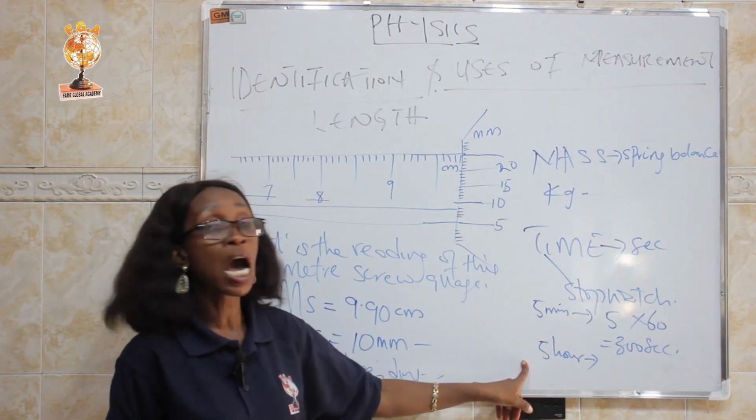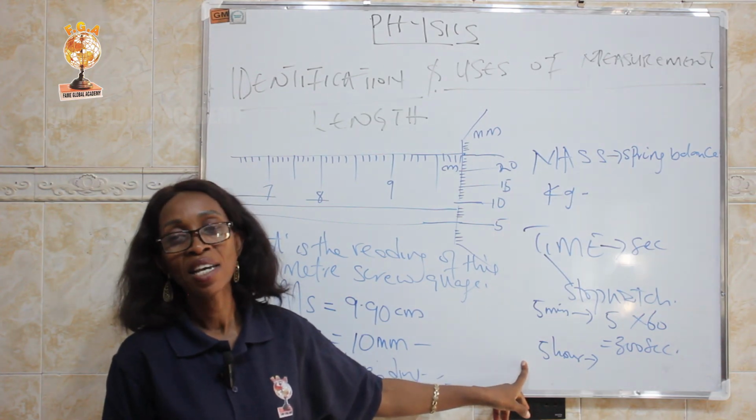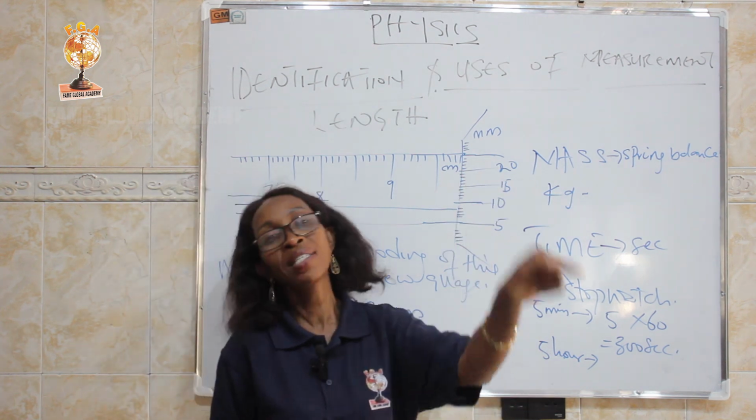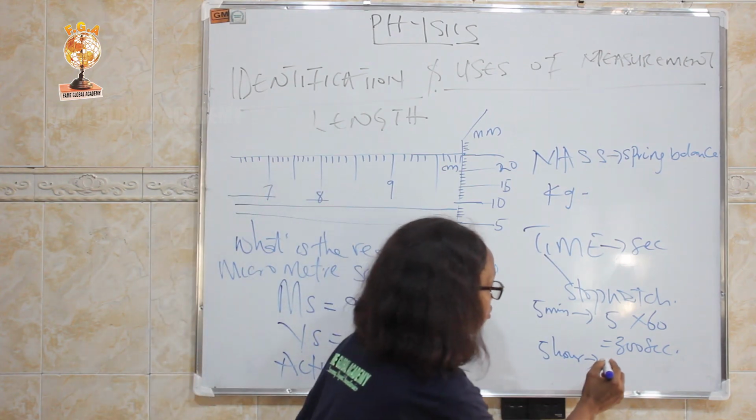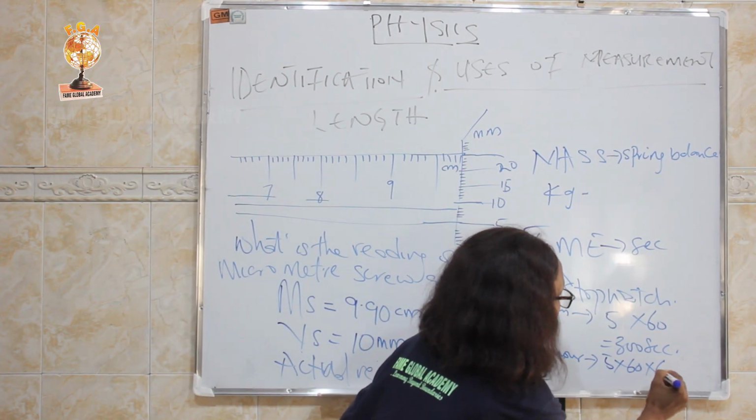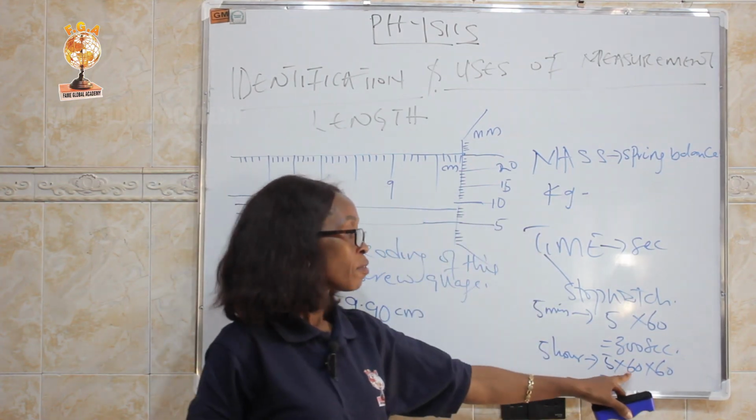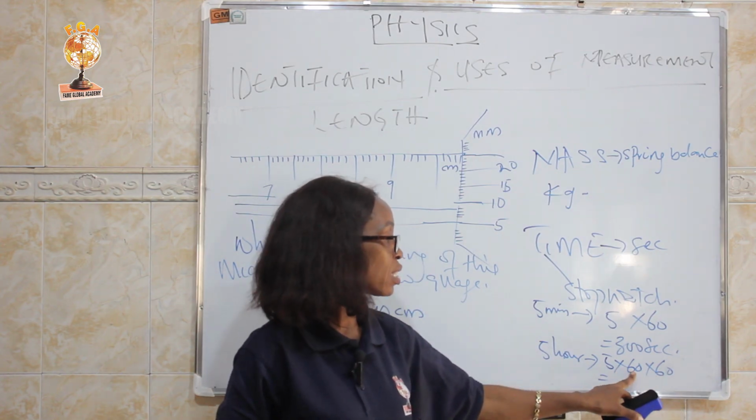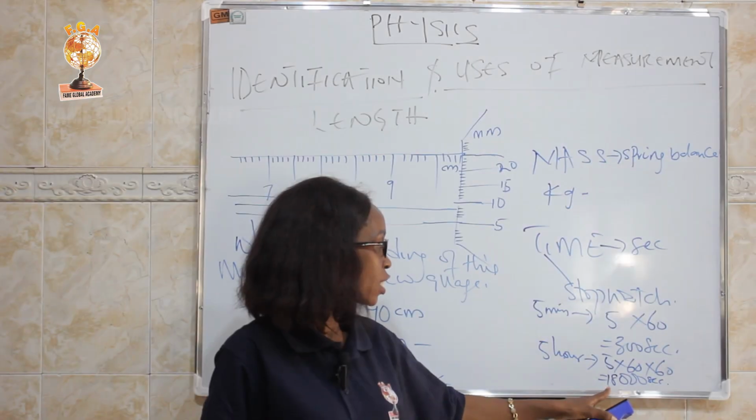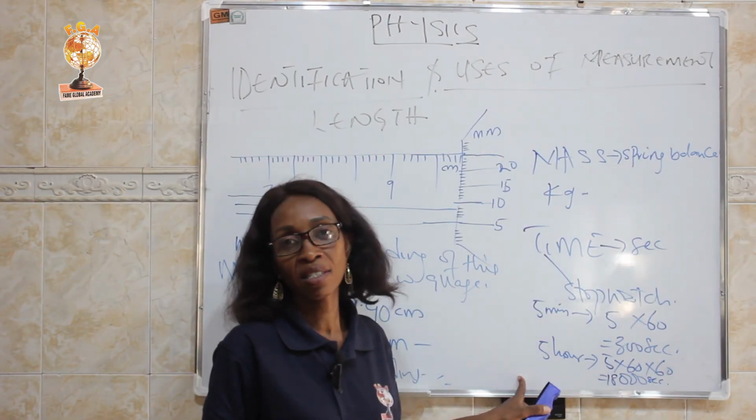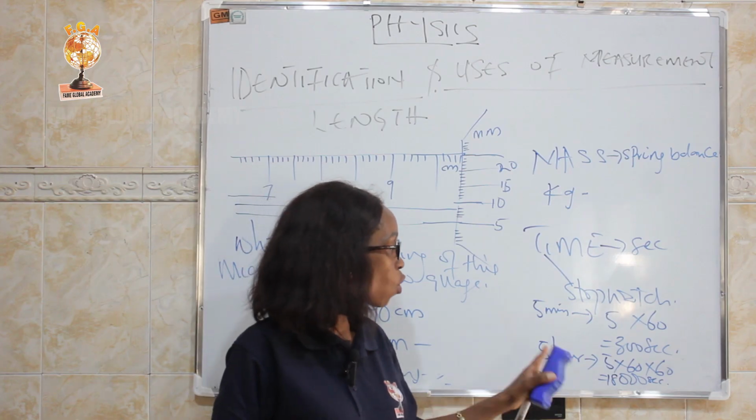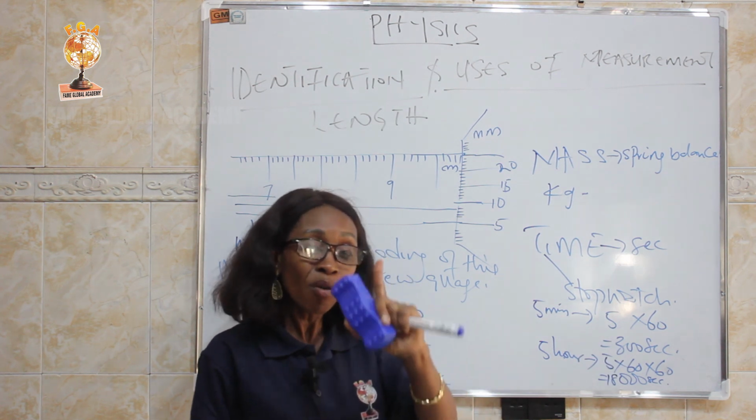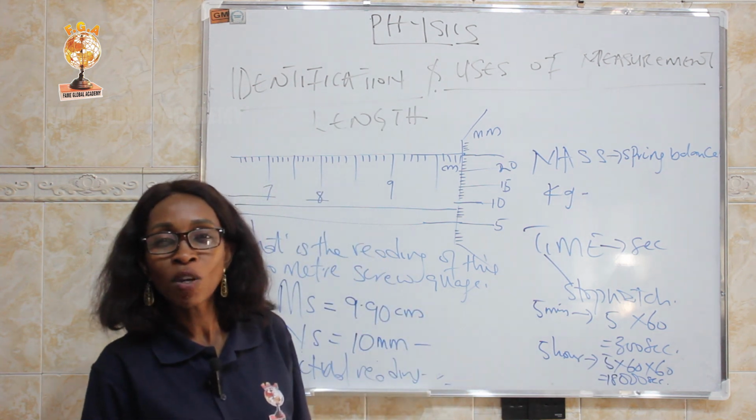If I'm given 5 hours, I can't leave my answer in hours because my unit for time is seconds. So I have to convert 5 hours to seconds. I will say 5 times 60 times 60, because 60 seconds make 1 minute and 60 minutes make 1 hour. So 18,000 seconds is in 5 hours. 3,600 seconds make 1 hour.